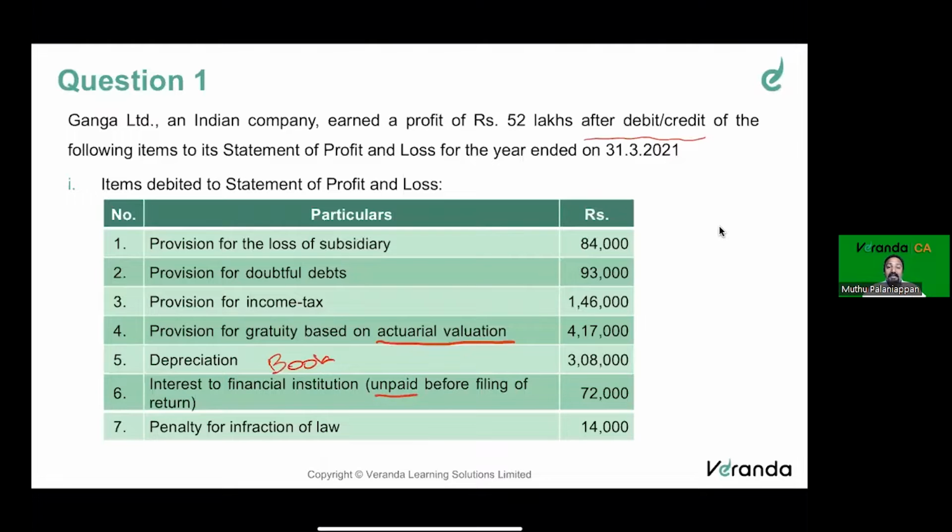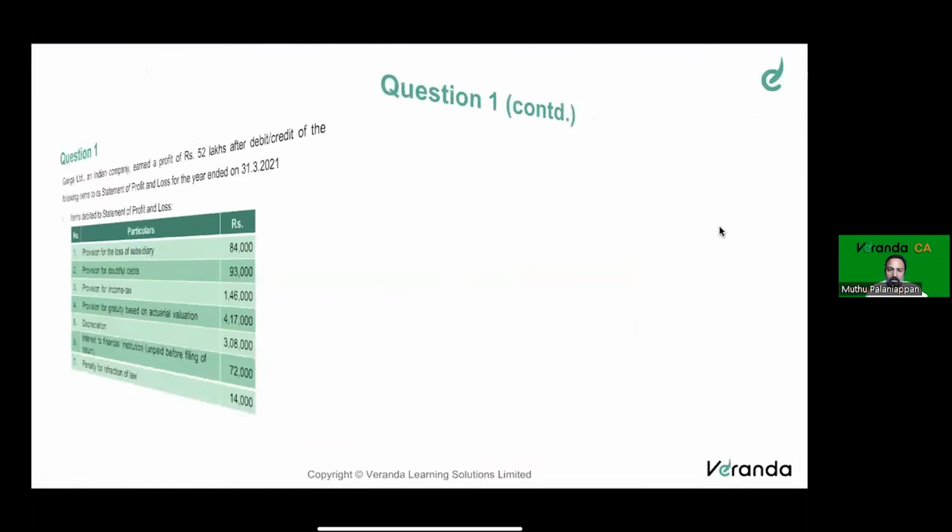Then we have penalty for infraction of law. There is a penalty involved. Should we allow an expenditure if it is a penalty relating to infraction of law? Basically, you have not done something which is required under the law, you have not followed it, and for that you are being penalized. So these are the items debited to the P&L account.